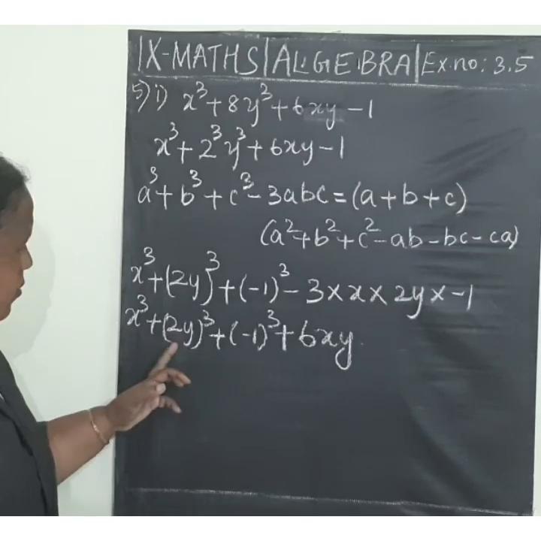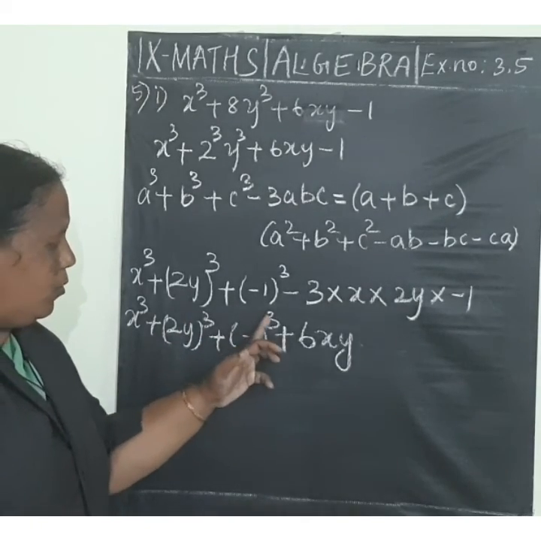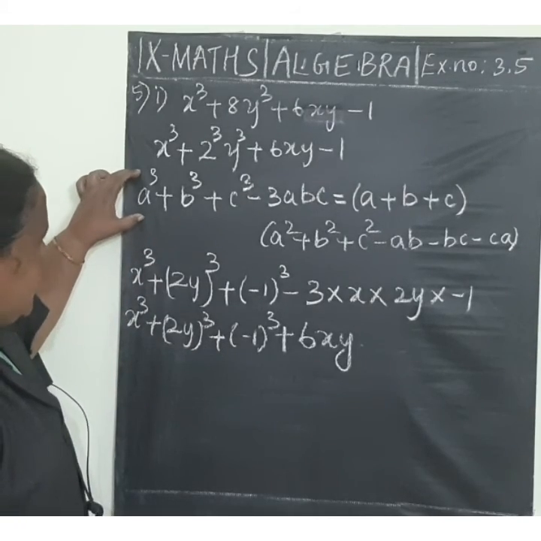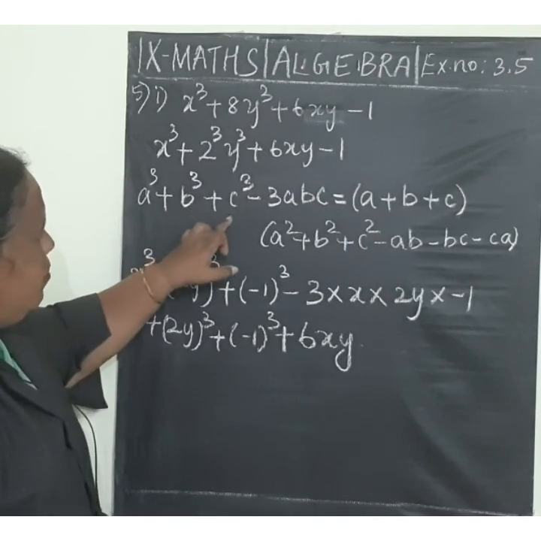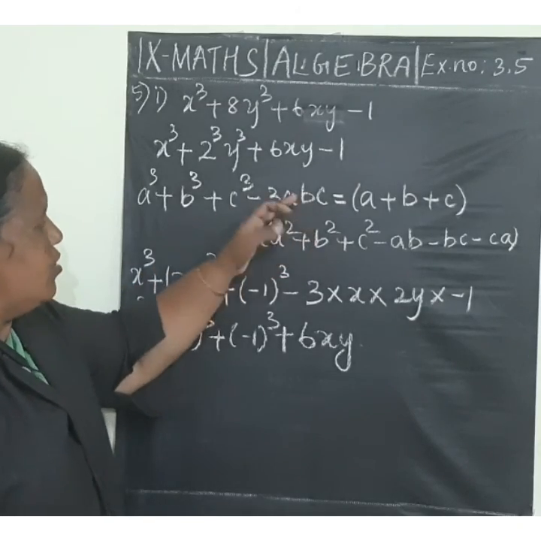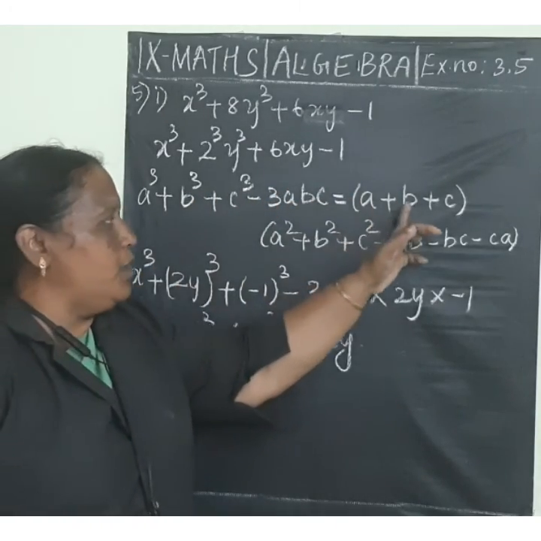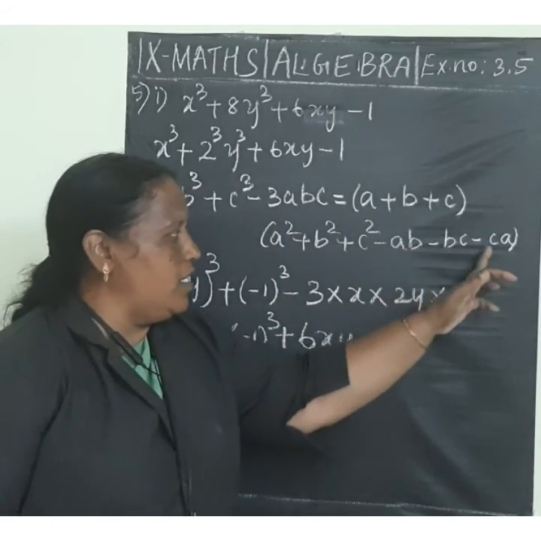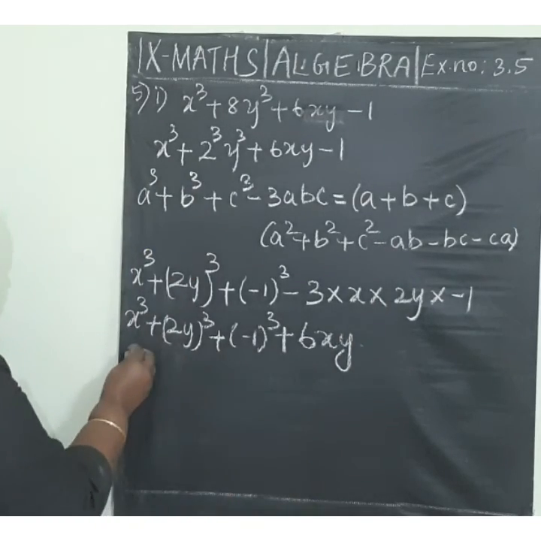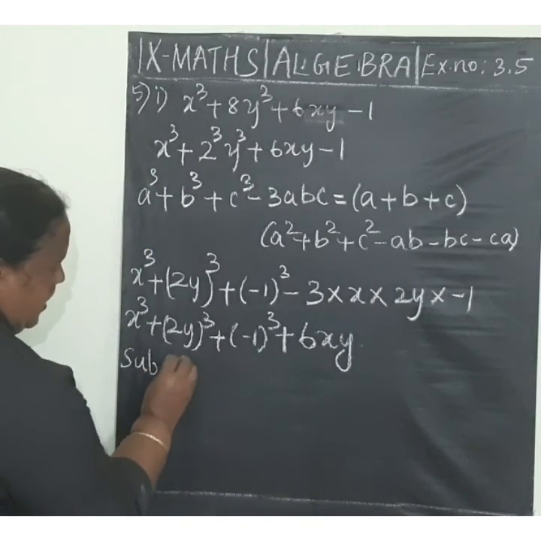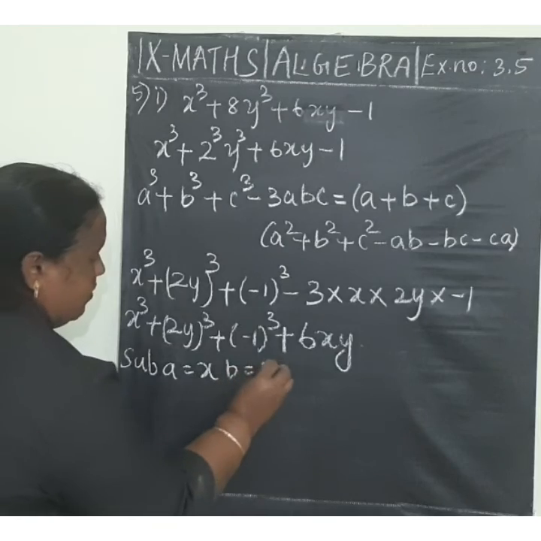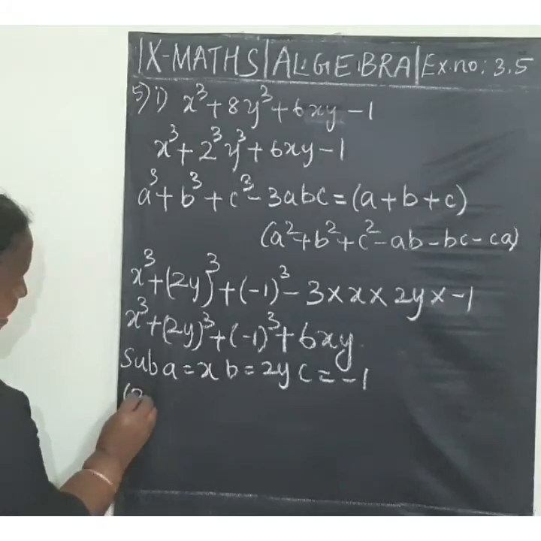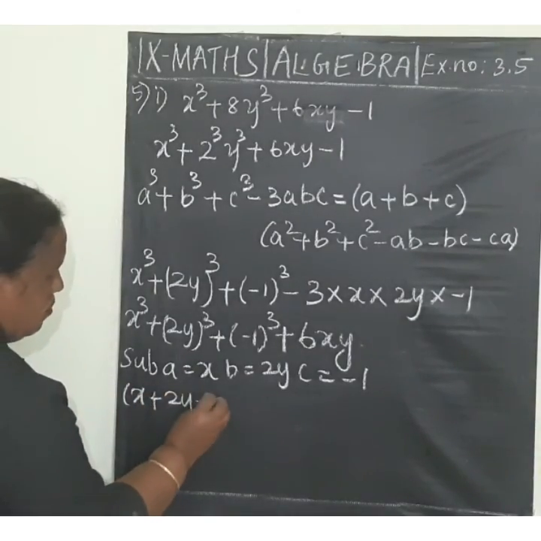Now x cube plus 2y the whole cube plus minus 1 the whole cube plus 6xy, the given question, satisfies this identity a cube plus b cube plus c cube minus 3abc. So this identity is equal to a plus b plus c into a square plus b square plus c square minus ab minus bc minus ca. So we have to substitute a equal to x, b equal to 2y, c equal to minus 1. So x plus 2y minus 1.